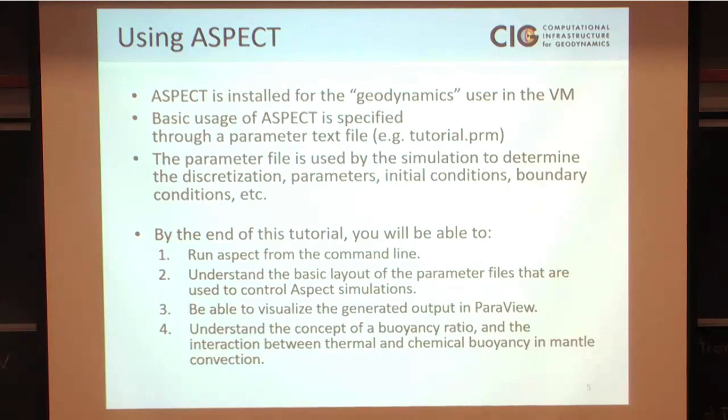The use of Aspect is specified by a file that you provide to Aspect, which is called a parameter file. It's a simple text file, and it defines the geodynamic problem that you want to solve. And we will have a look at these files. But essentially what you will see in these files is you will determine the mesh that you use to solve the equations that Bruce introduced this morning. You will see parameters for the material properties that we are going to use, about the initial conditions and the boundary conditions. And hopefully when we are finished with this tutorial, you will be able to run Aspect from the command line inside of your virtual machine. You will approximately understand how these parameter files are organized and how you could change them to run new models. We will talk about how to visualize the model output that you get from Aspect. And hopefully, if I do this job correctly, you will understand the concept of a buoyancy ratio, which determines the interaction between a thermal and a chemical density contrast in mantle convection.